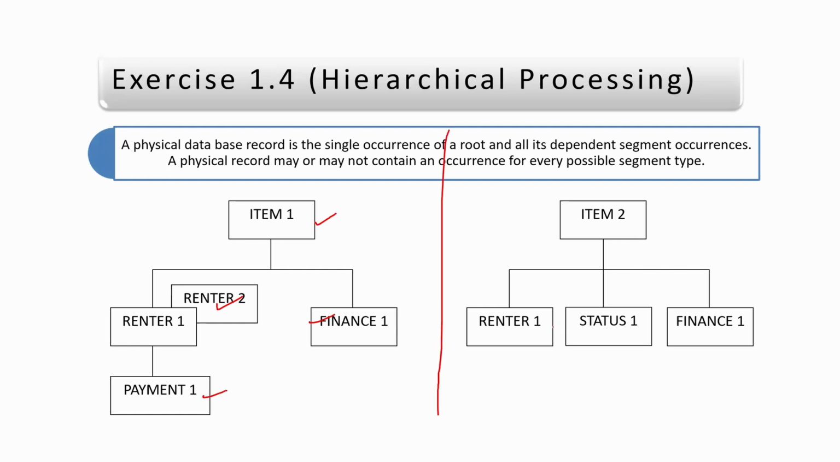Okay, here you can see the second. This is one record. Okay, one record consists of one root and all its children. Okay, this second record. Here there is no payment at all. There is no payment at all for renter. There is only one renter. You can have as many renter and finance as possible.